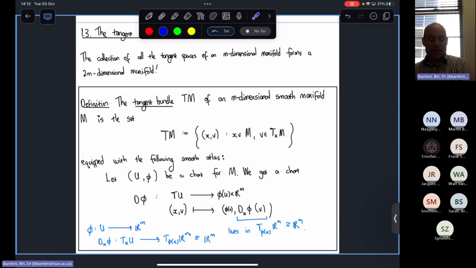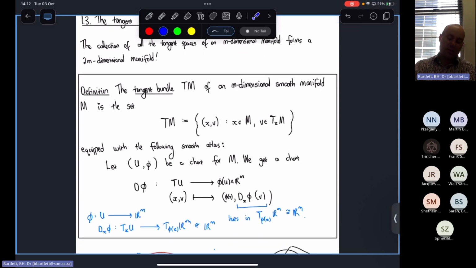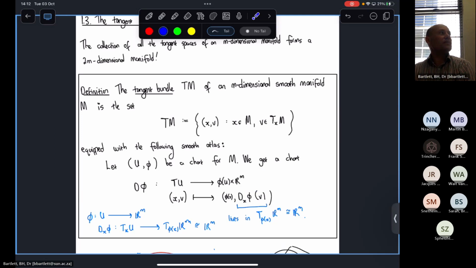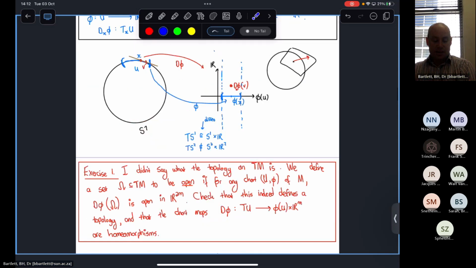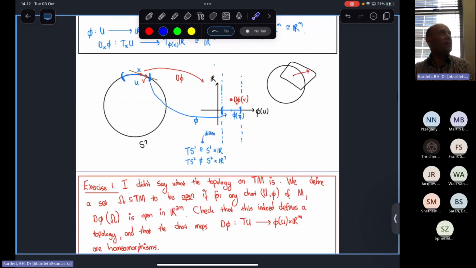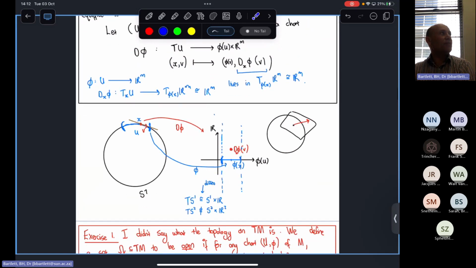So that's what it is as a set, and then you can put charts on this set, namely a pair x comma v gets mapped to phi of x, comma the derivative of phi applied to v. So that gives us a chart for the tangent bundle. And I explained what that was, and in that way, the tangent bundle became a manifold in its own right.